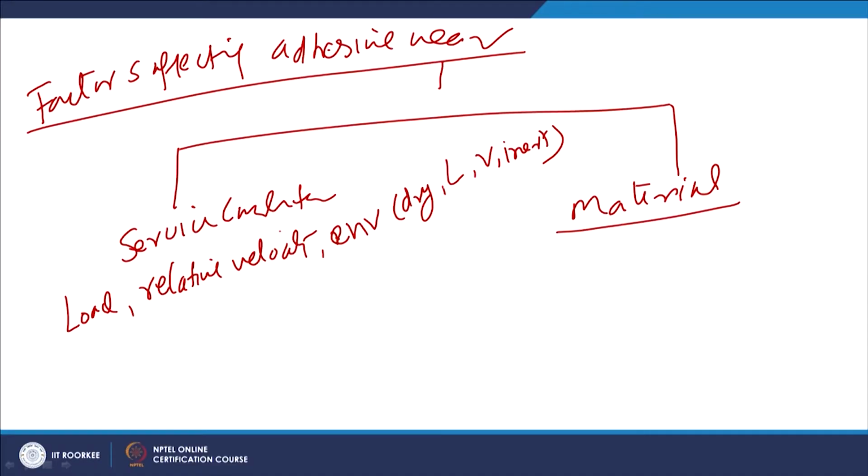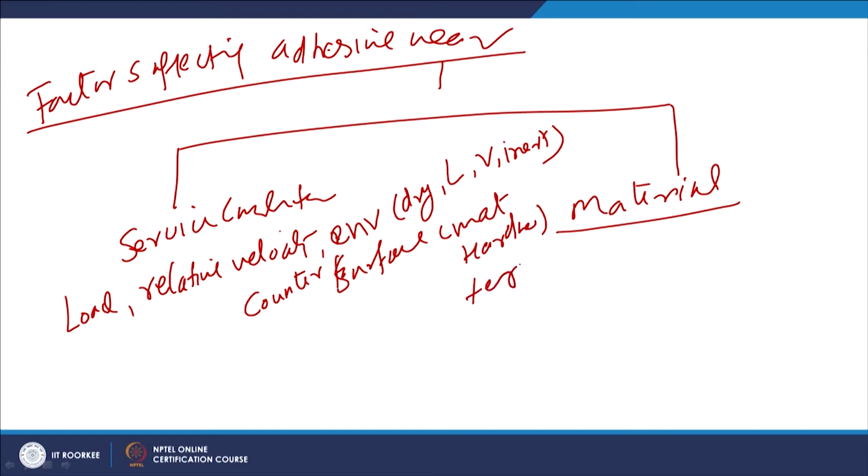Apart from these factors, we have another mating component against which rubbing is taking place, which is termed as counter surface. Counter surface material, its hardness and its temperature. These are the three important aspects that affect the kind of the metallic intimacy, the way by which material loss and the frictional effect will be offered by the component which is being considered.